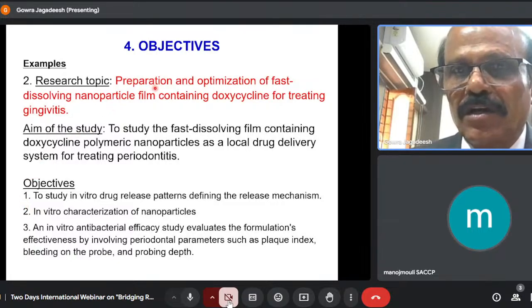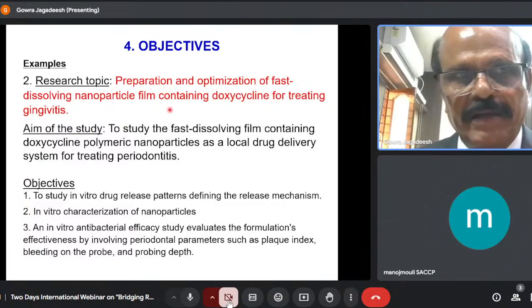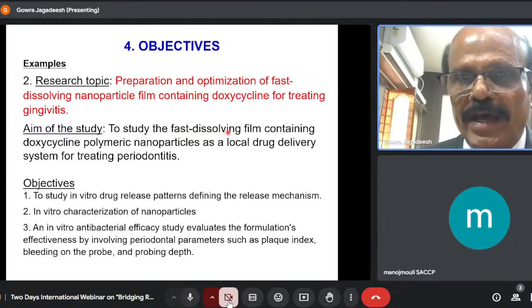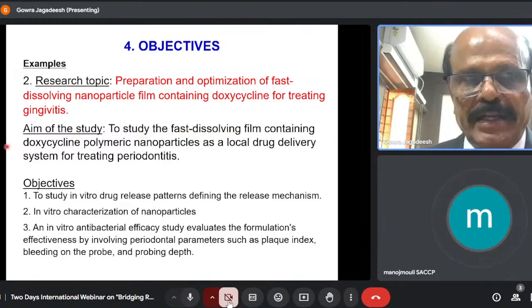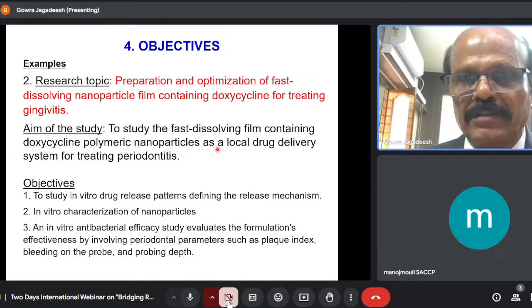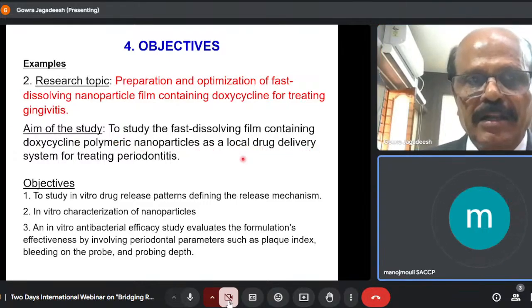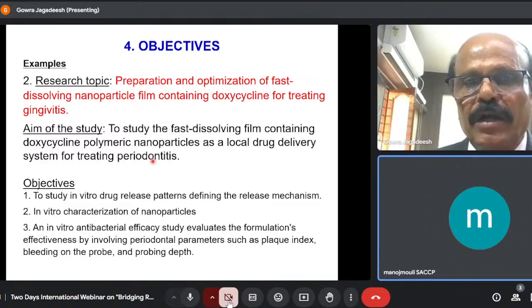Now coming to this pharmaceutics topic, doxycycline. The aim of the study is to study the fast dissolving film containing doxycycline polymeric nanoparticles as a local drug delivery system for treating periodontitis.